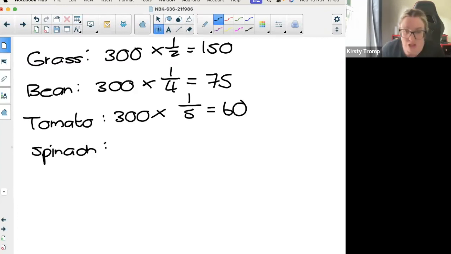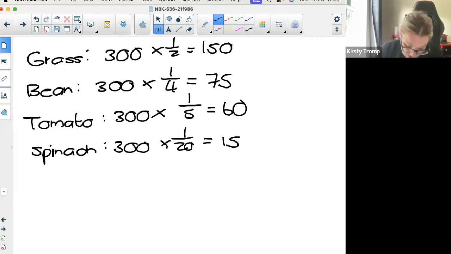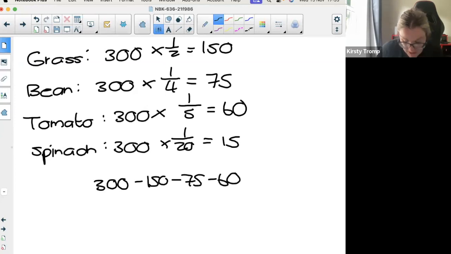And finally, spinach. Now, guys, you have some options. You can either say 300 times 1/20 equals, and that gives you 15. Or you could have said 300 minus 150 minus 75 minus 60, and that would have given you 15 as well. Either one, absolutely perfect.